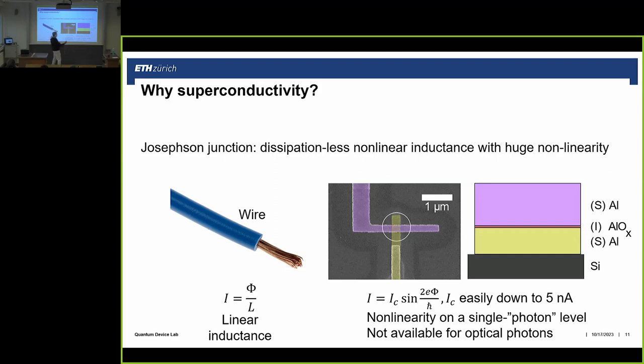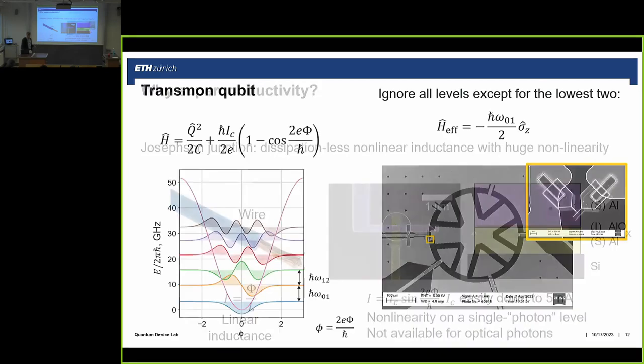You have two small superconductors. The way it works is that you have two layers, the bottom layer and the top layer, and in between you have a layer of insulator, and this is a tunnel junction. If you cool it down and everything is superconducting, it becomes a dissipationless element. So you don't have that with optics. There are no such strong nonlinear elements in optics.